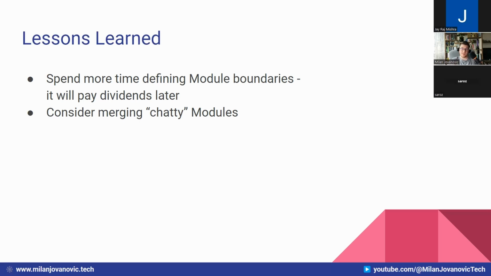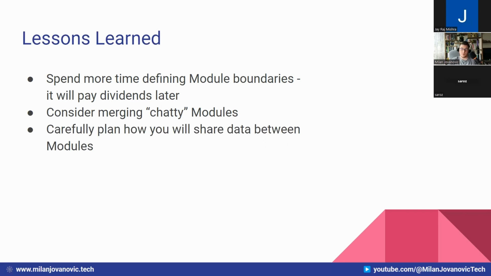This is kind of tied with the first point of defining your module boundaries. So in our case, when we ran into the issue of chatty modules, it was more of a problem of incorrectly defined module boundaries, and we solved it by merging these modules together.